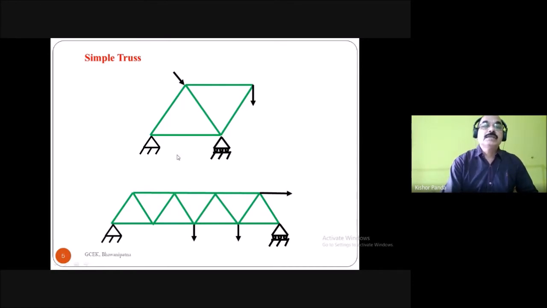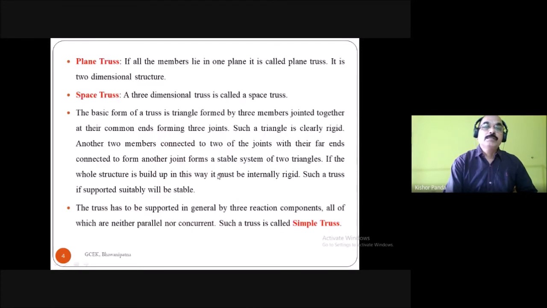Here you see, this is the hinge support and this is the roller support. At the roller support, the reaction is always perpendicular to the roller base. But in the case of hinge support, the reaction passes through some angle. So this is neither concurrent nor parallel. The two reaction components are neither concurrent nor parallel to each other. That's why this truss is called the simple truss.